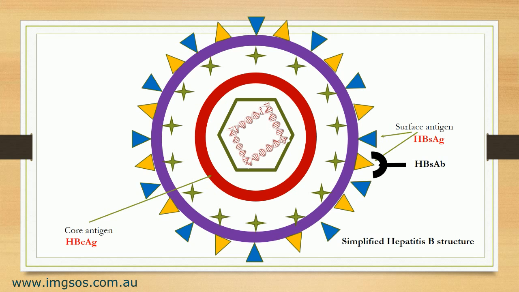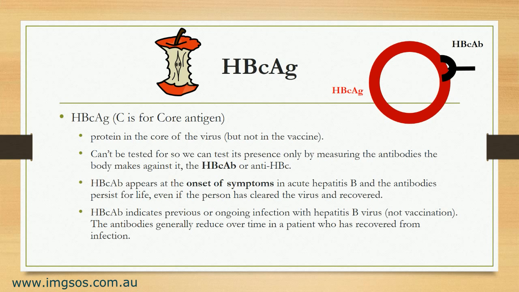Let's move on to the core antigen. So the core antigen, C for core, and there's a little apple core to help you remember that. The protein is actually in the core of the virus. Now, as I said, the vaccine is only made up of surface antigen, just enough to stimulate the immune response. So core antigen is not found in the vaccine. So vaccinated patients won't have core antigen or any response to core antigen. The funny thing about core antigen is we don't test for it. What we do is we test for the core antibody. We test for the response to it.